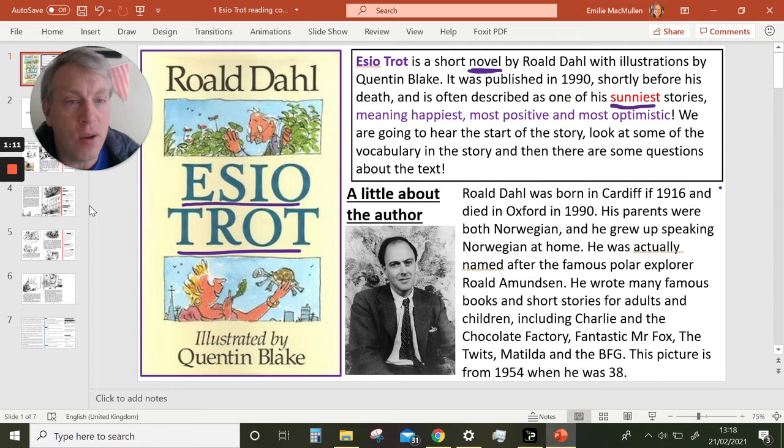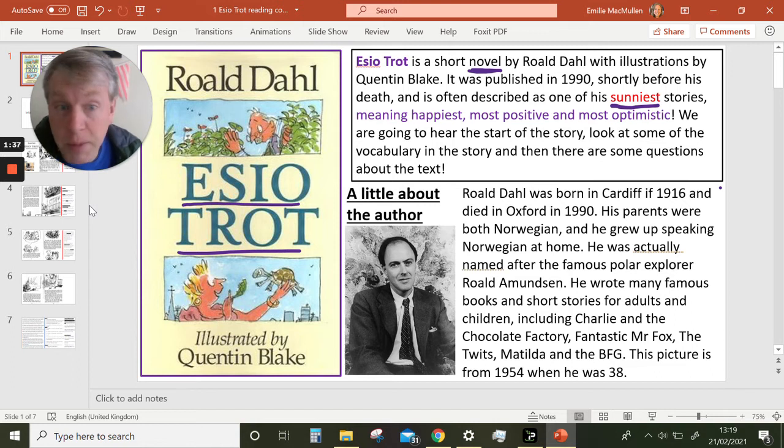What does it mean? Well, when the weather is sunny, I always feel a little bit happier and brighter and really hopeful. And that's what it is to say that this is one of his sunniest stories. It means one of his happiest stories, one of his most positive stories, one of his most optimistic stories.